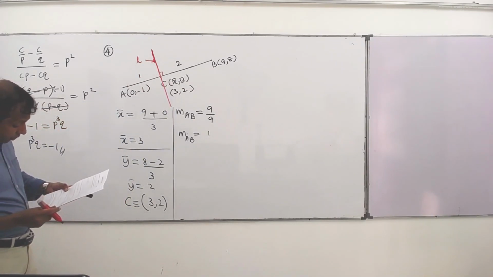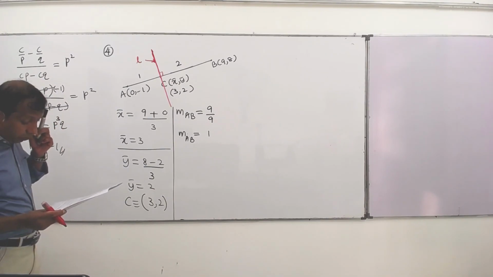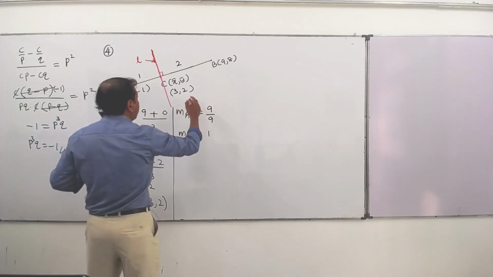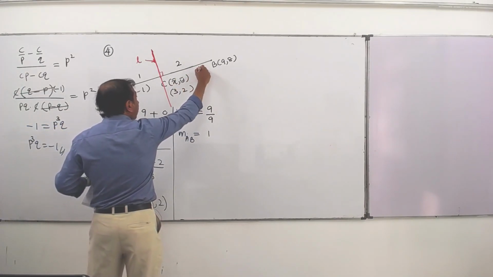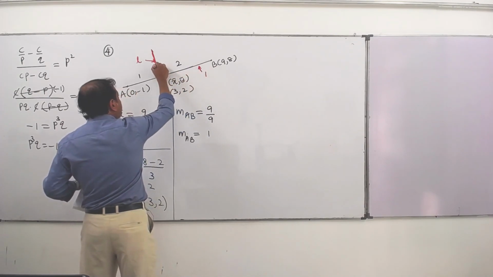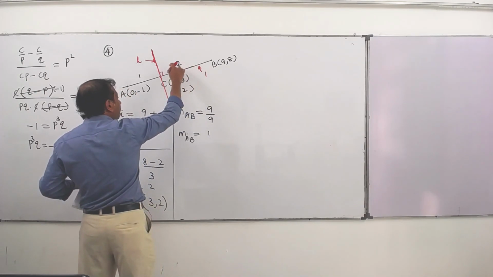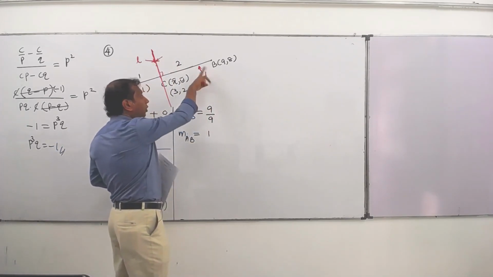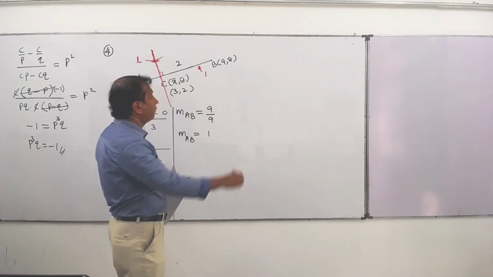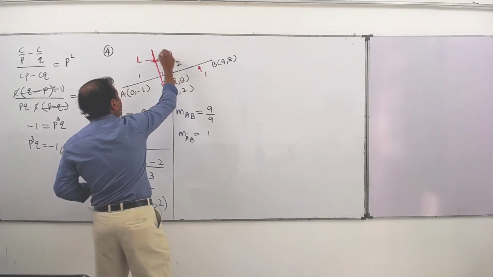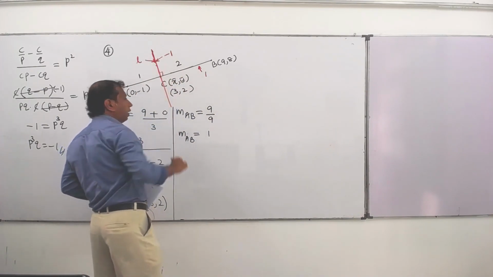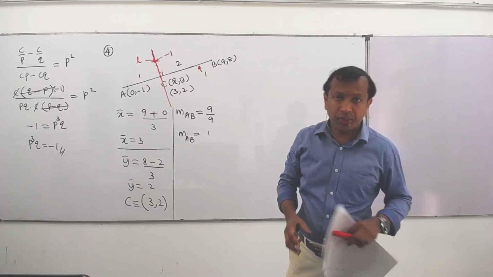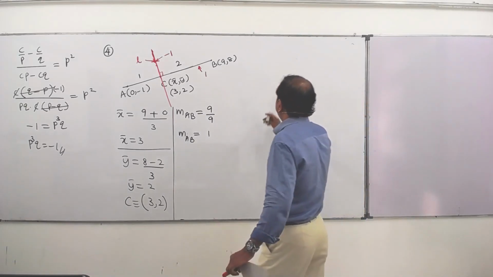We are asked to find the equation of the straight line passing through C perpendicular to AB. So now, AB gradient is 1. This line L is perpendicular to AB, no? Then the perpendicular line's gradient can be found by taking the reciprocal of this and multiplying by a minus sign. Minus 1. Now we know the gradient of this line and a point on the line. So the equation of L we can now find by using y minus y naught equals gradient times x minus x naught, right?